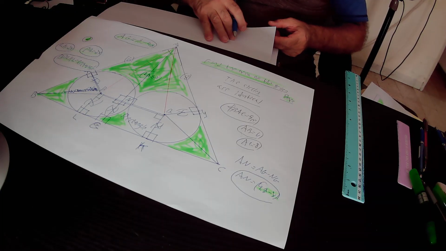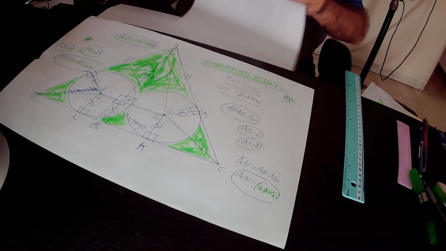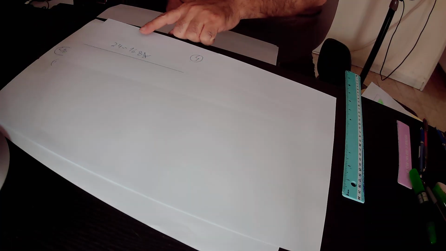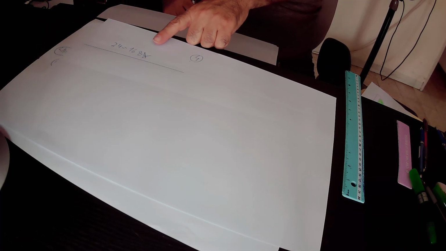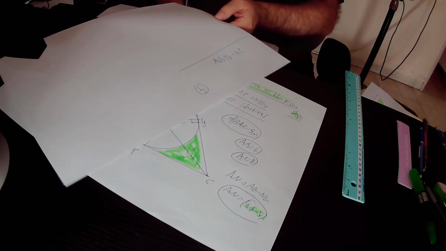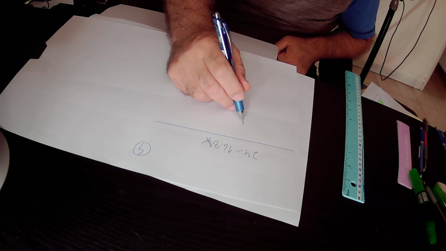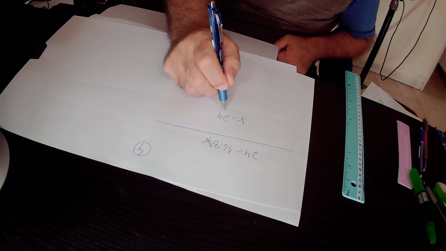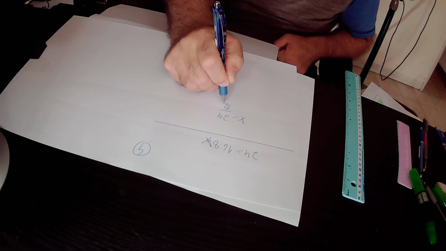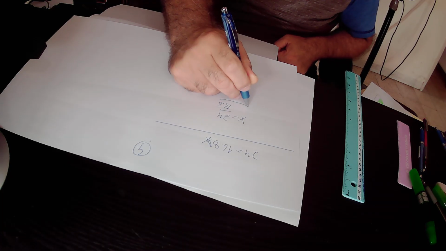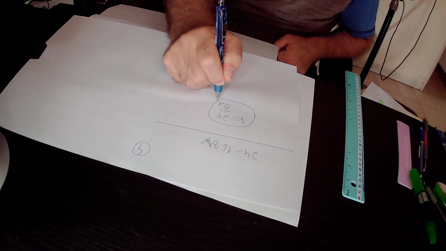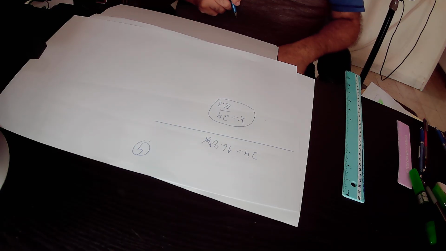And again, I should find out that 24 equals 16.8x. Here we divide this equation by 16.8. And finally we get that x equals 24 over 16.8 units in its length. So the radius of the small circles is equal to 24 over 16.8 units in its length.